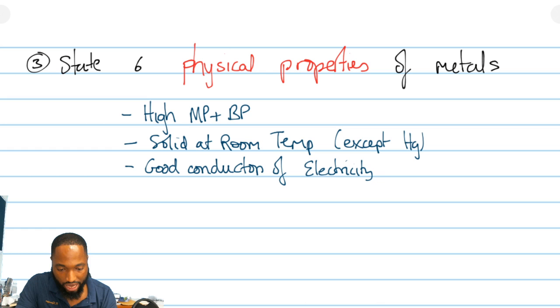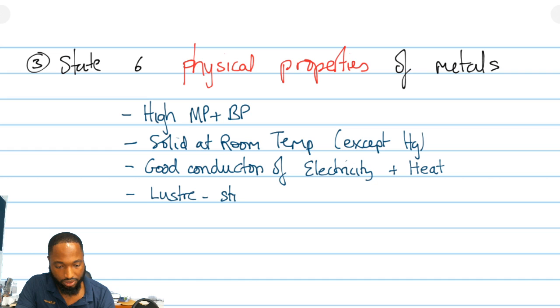Good conductors of electricity and heat. What else? Luster. Shiny. Malleable and ductile.